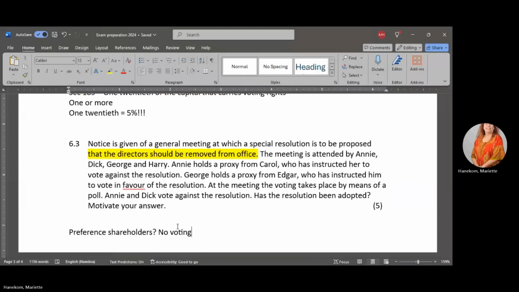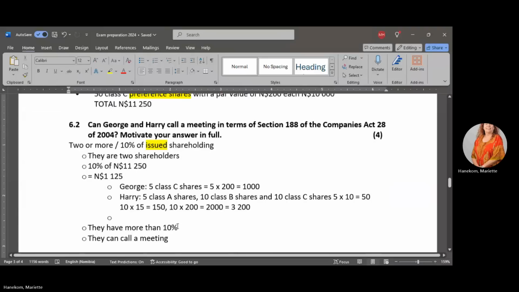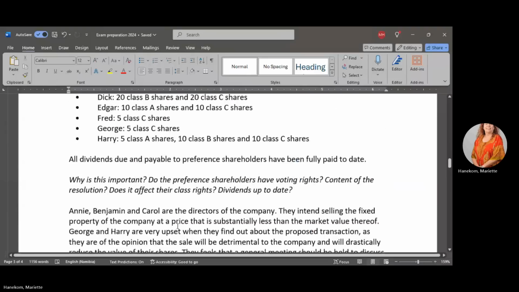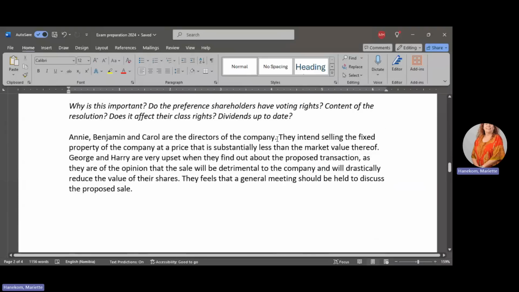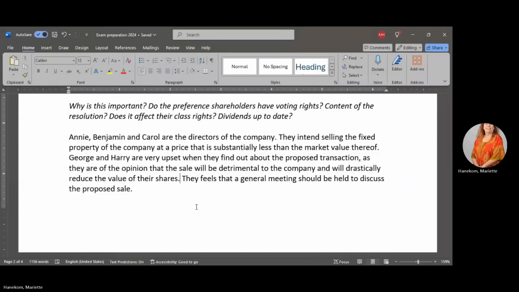Incidentally, if that was the topic, do they sell this fixed property or not? Because it's going to affect the value of their shares. The value of your shares is also not a class right. Your preference shareholders would similarly not have been included.